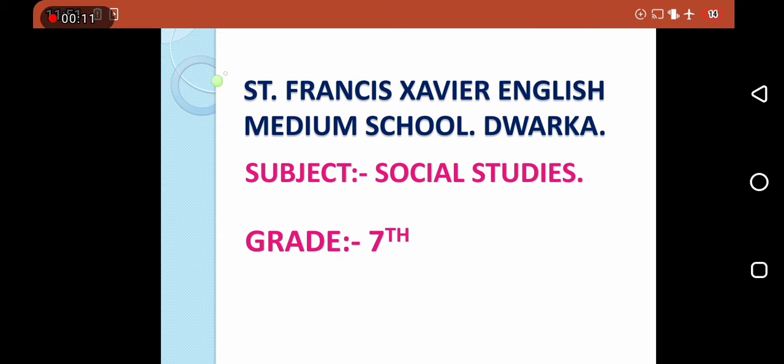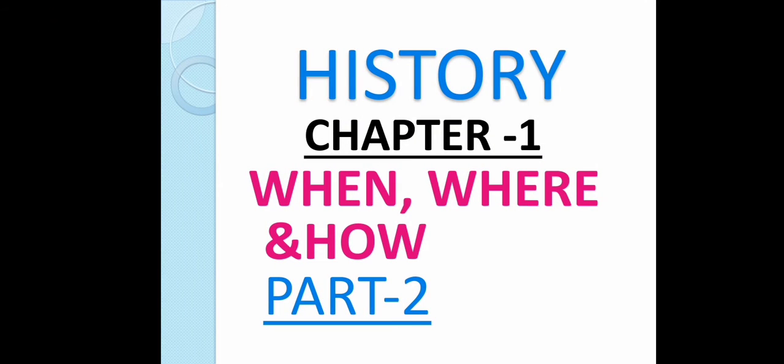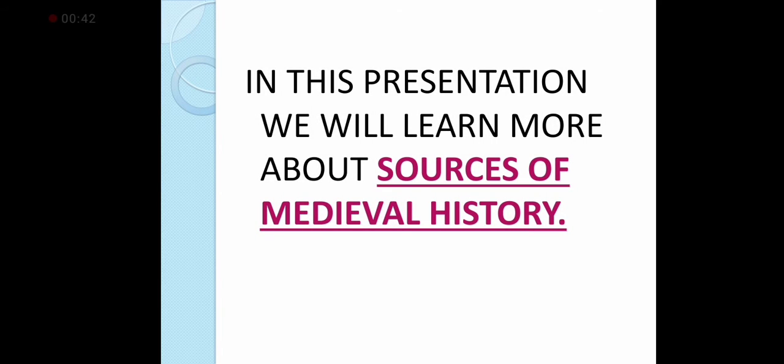So today we are going to study about social science. In social science, today we will study history chapter 1, when, where and how. In part 1, we had studied about timeline, glimpses of the past, impact of the geographical features on Indian history and major historical developments during the medieval period. In part 2, we are going to study about sources of medieval history.